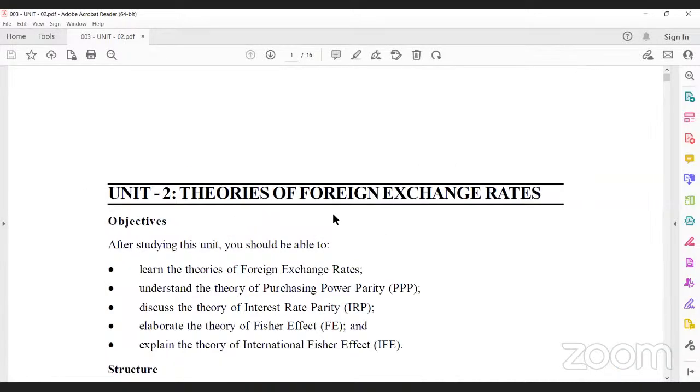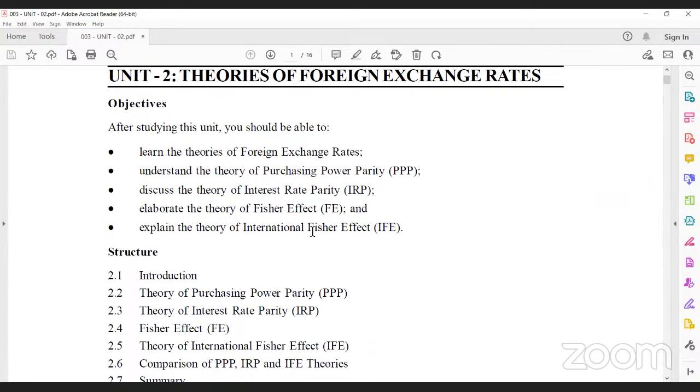Hello, everyone. Today's session is International Financial Management, Unit 2, on theories of foreign exchange rates. In this unit, you will be learning about the various theories in foreign exchange rates.